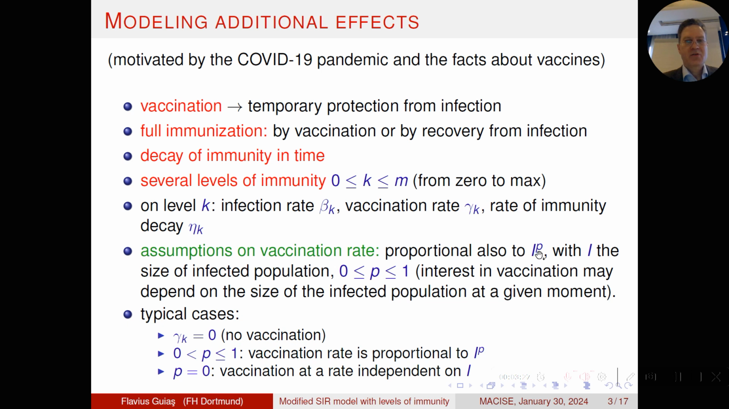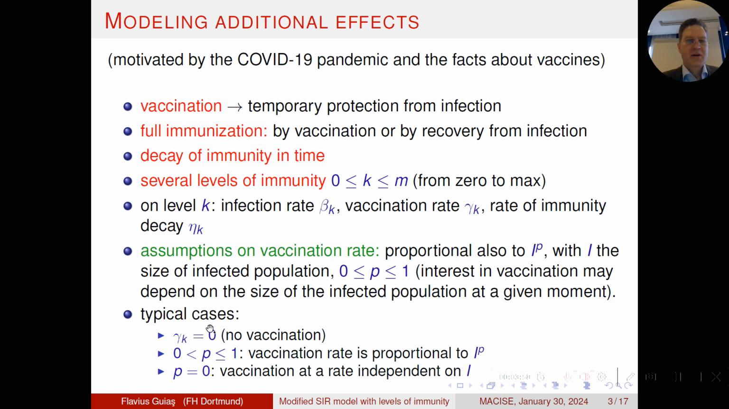That it is also proportional to some power, or it depends also on the number of infected individuals. So we assume that if the infection is very widespread, then people will have high interest in vaccinating themselves. Otherwise, if the epidemic is almost died out, then people don't have any interest to vaccinate. They don't realize that the epidemic is going on around them. That's why I make also this assumption.